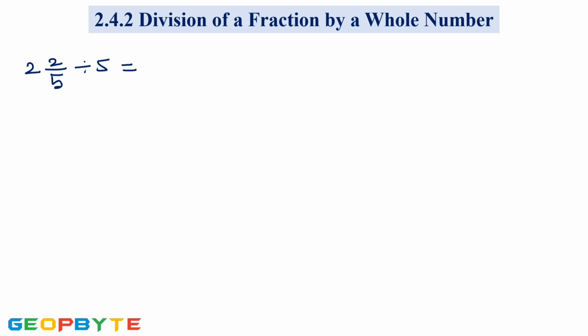So the first and foremost thing we need to do is convert this mixed fraction into an improper fraction. That is 5 2s are 10, 10 plus 2, 12. So 12 by 5 divided by 5. Now it is in the form of division of a fraction by a whole number, which is equals to 12 by 5 divided by 5 by, so there is no denominator, so we are placing 1 in place of the denominator.